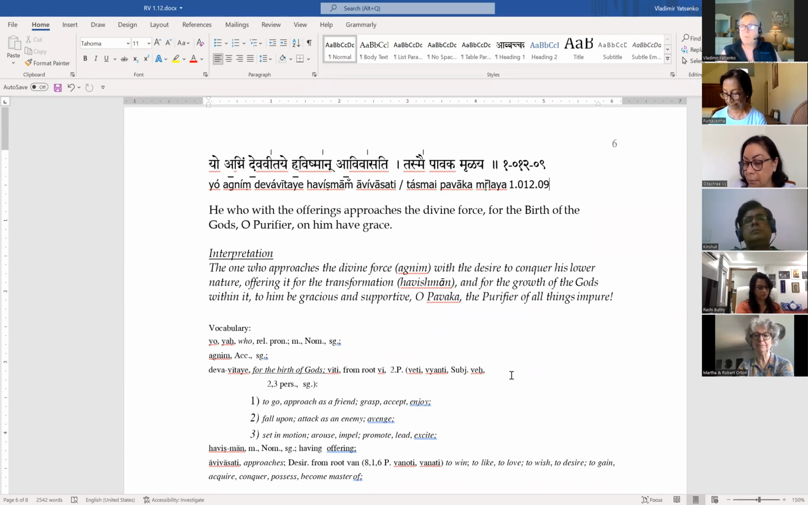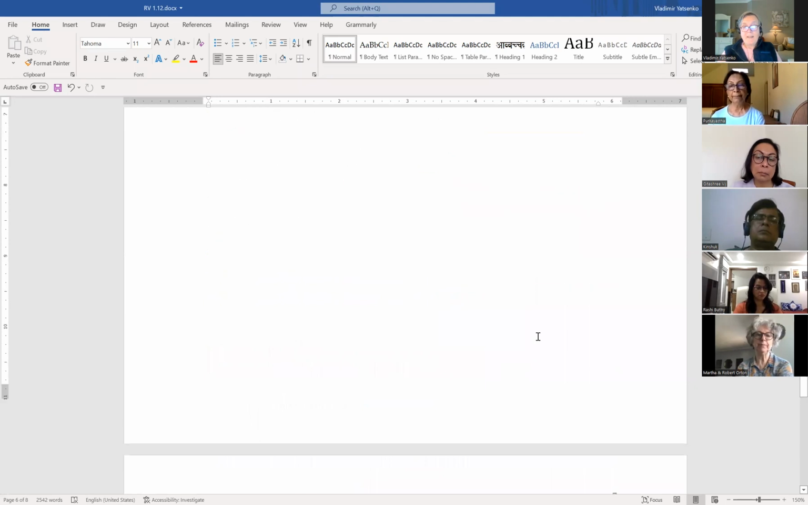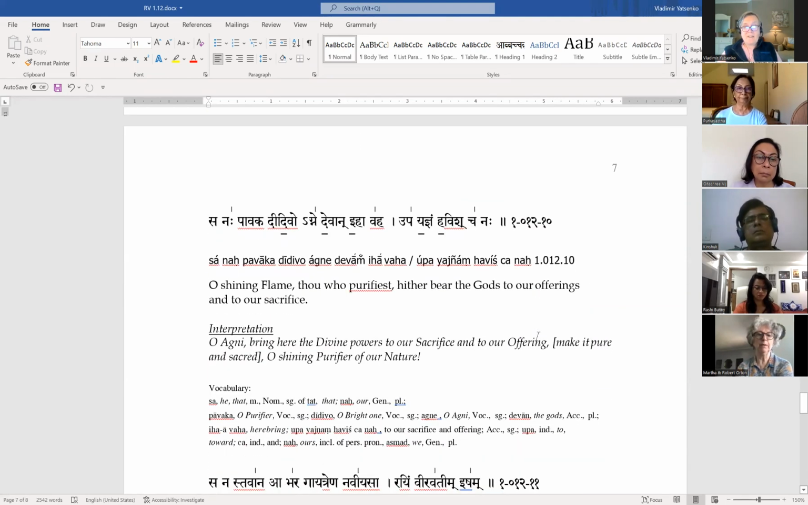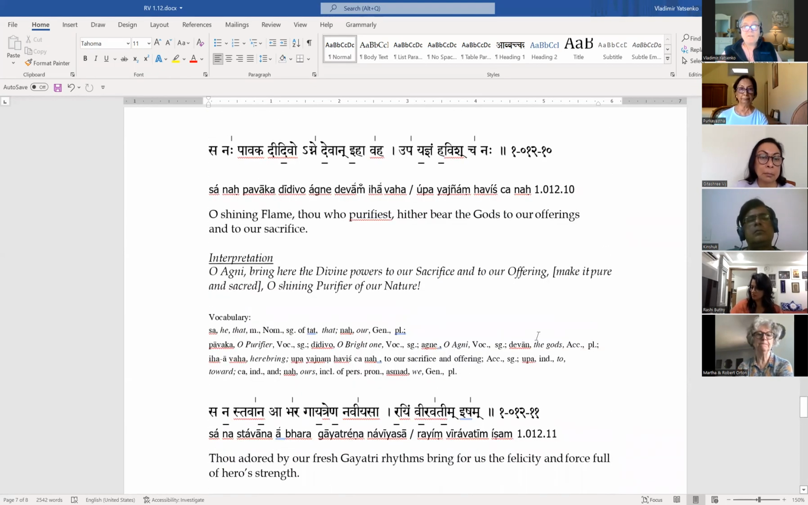The removal of obstacles has to take place. Otherwise, there will be no real victory, real peace. It's impossible. So here we are. And then, this is what today I was thinking about, these two verses.